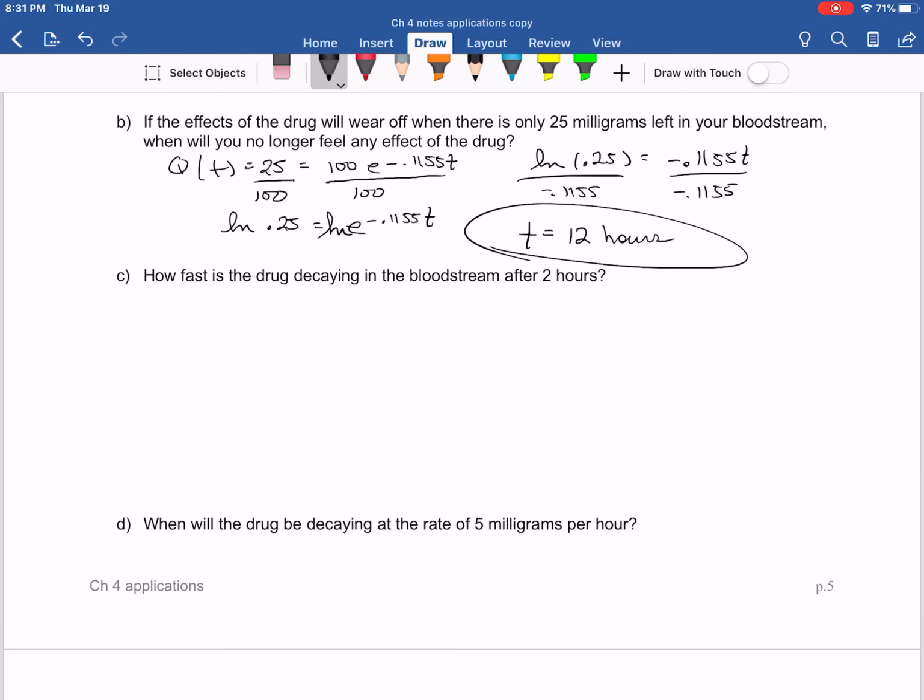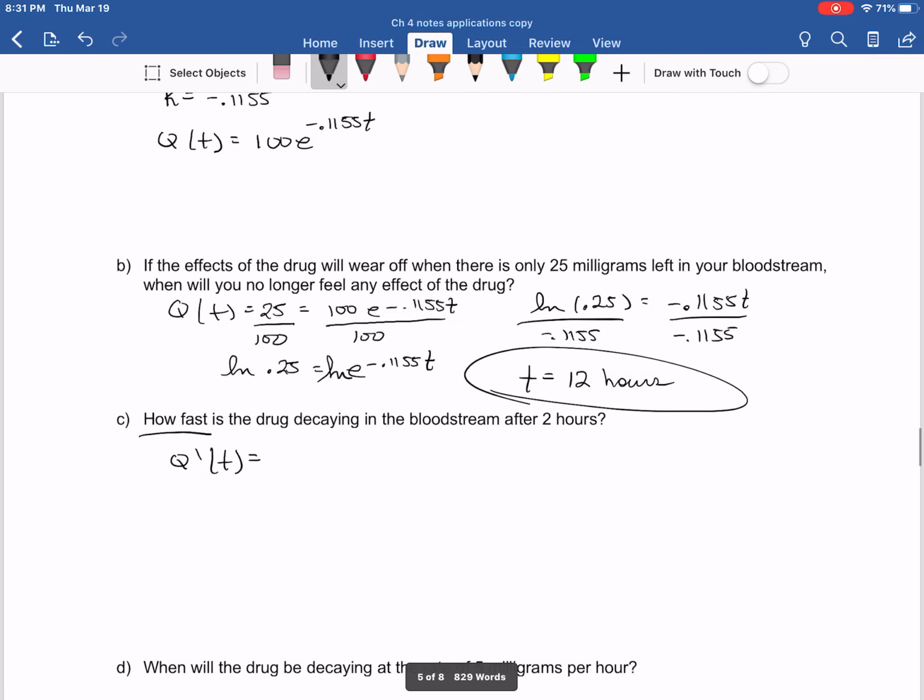Part C, how fast is the drug decaying? How fast indicates a derivative. And so we want to figure out the derivative of Q with respect to t, and then we'll plug in the t value equal to 2 hours. So Q prime simplified will be negative 11.55 e to the negative 0.1155t.